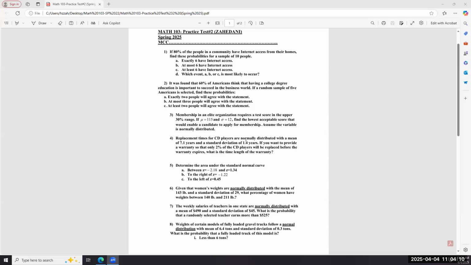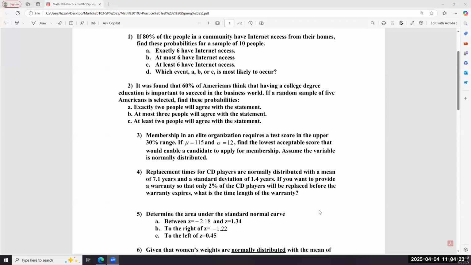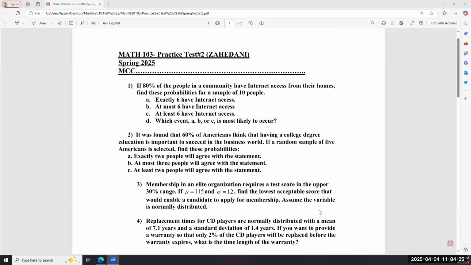Let me show you what type of problems we are going to go over. This is going to be practice test number 2, and we are starting with problem number 1. The topic number 1 that you are going to have here is the binomial distribution. We give you one problem on the binomial distribution.